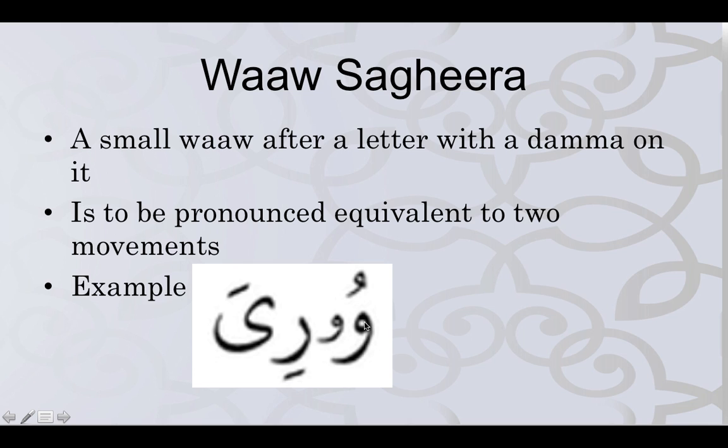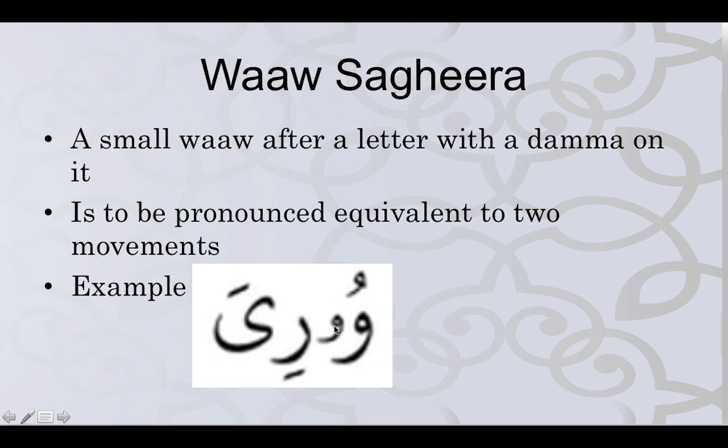If this wow wasn't there, this would just be woo. Wow, damma, woo. But because of the addition of this Waaw Sagheera, it lets you know that you have to pronounce it with two movements. So this is how you would spell it out. Waaw, damma, Waaw Sagheera, woo. Ra kasra ri, woori. Ya fatha ya, wooriya.